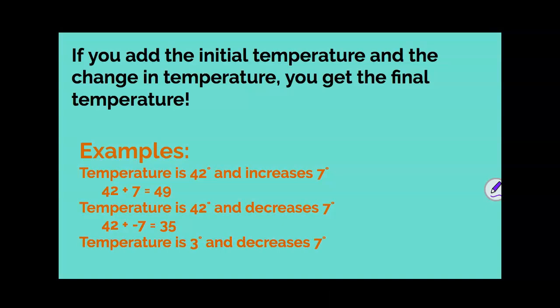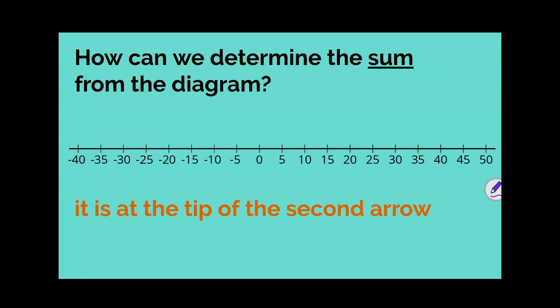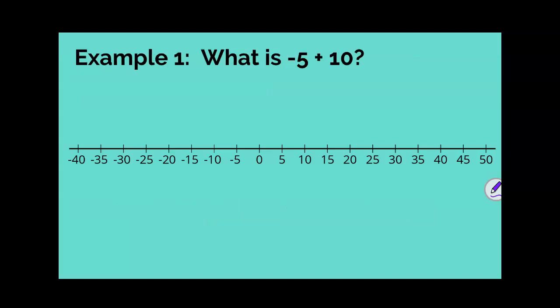Okay, try this one. If the temperature is 3 degrees and it decreases by 7 degrees, try to write an addition sentence for that one. It would be 3 plus negative 7 equals negative 4, so it would be negative 4 degrees. All right, when you're looking for the sum from the diagram, the sum's always at the tip of the second arrow. So let's do a couple questions.